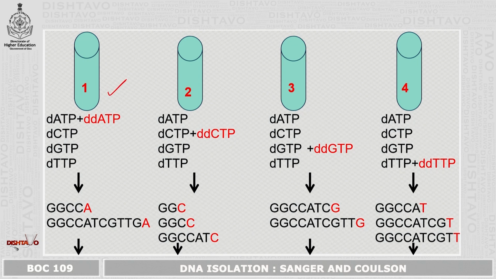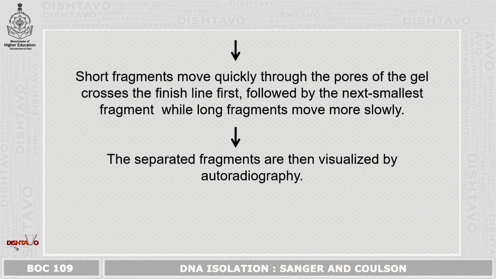This is how it is: test tube number 1, 2, 3, 4. We have added a dideoxy ATP here. It will stop at A, whereas dideoxy CTP will stop wherever C is added, and such strands are created. Now, when you run these fragments in a polyacrylamide gel electrophoresis, the short fragments will move fast because they run through the pores of the gel and cross first. They finish the line first, followed by the next smallest, while the long fragments move slowly. Now, these separated fragments are then visualized by autoradiography.